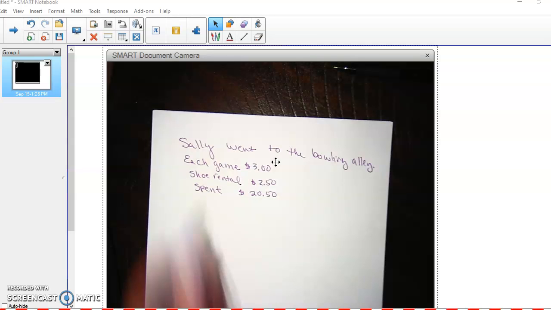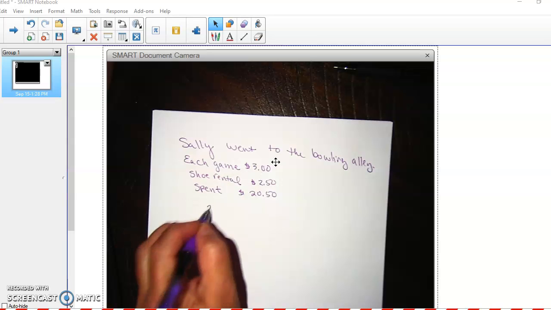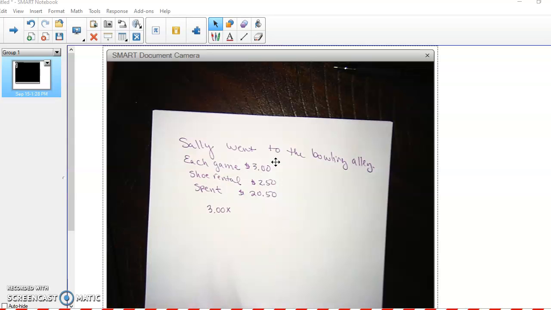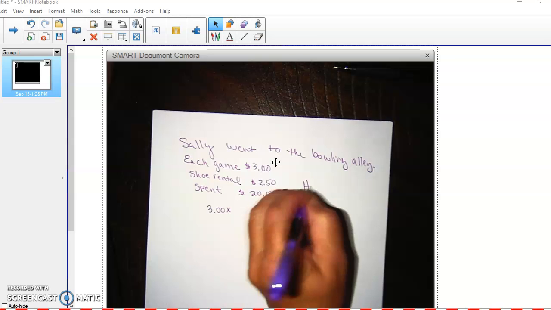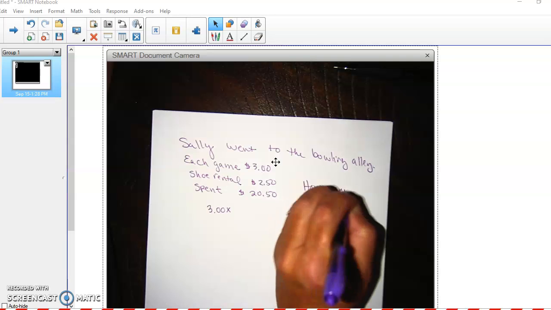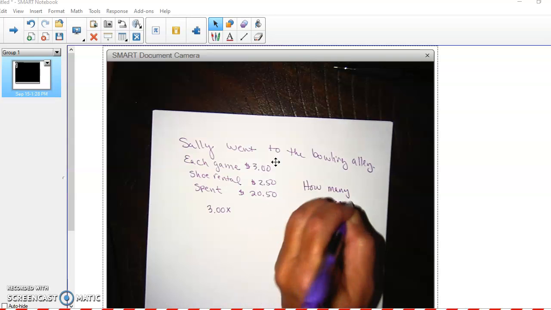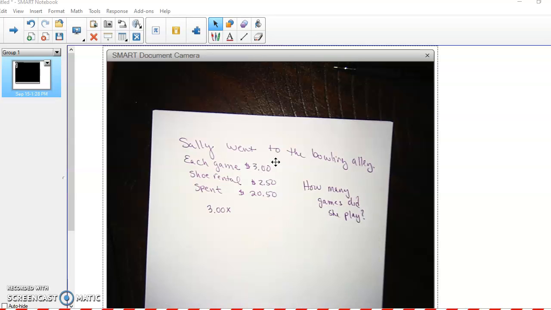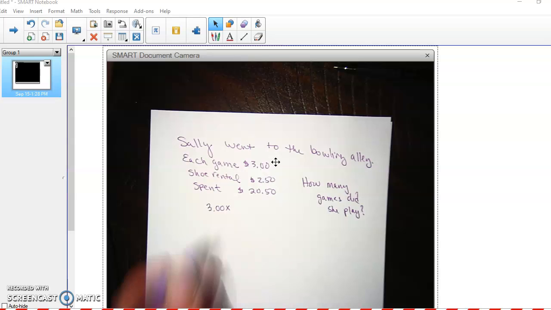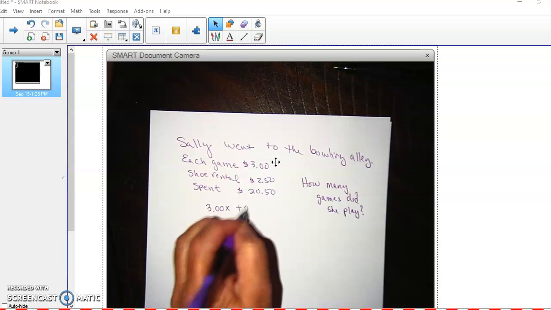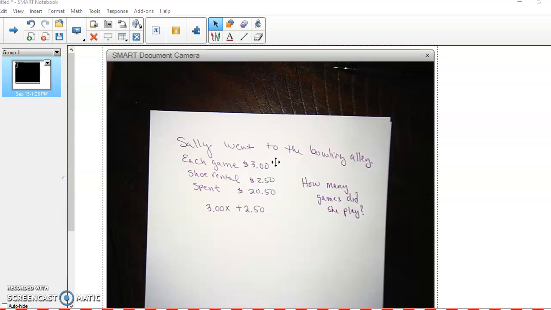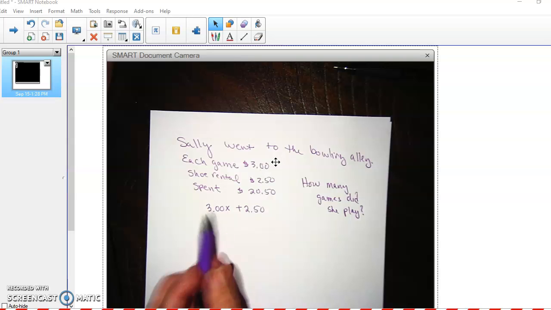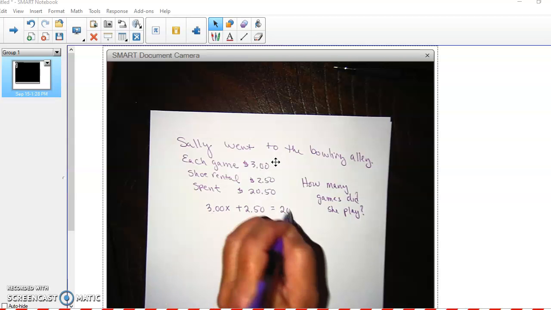So think about this. Each game is $3. So I know $3 x, because I don't know how many games, and that's the question: how many games did she play? So we know each game is $3. No matter what, she has to pay $2.50. So that's constant, right? It's always going to be $2.50. And it's going to be $3 for each game, but we don't know how many games she played. But we do know she spent $20.50.